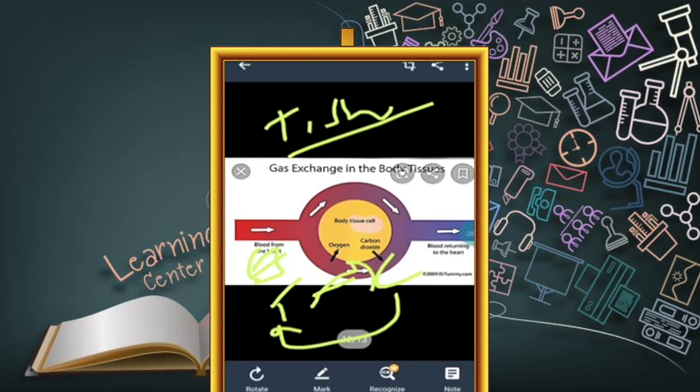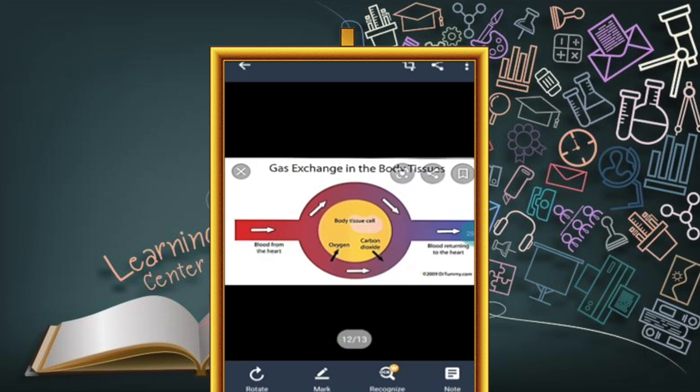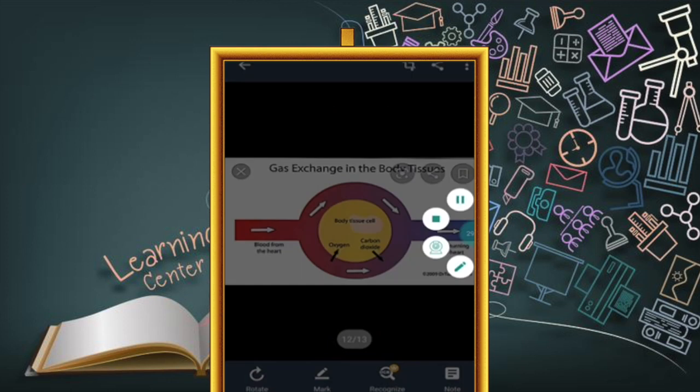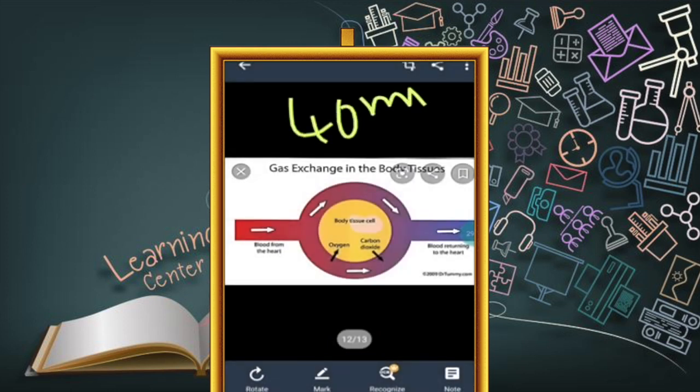So through the pulmonary veins, the oxygenated blood is sent to the heart, and then through the systemic arteries, the blood is sent to the body parts. Finally it reaches the tissues, a group of cells, which is called a tissue. The partial pressure of oxygen in tissues is low, about 40 mmHg. So at the tissue level, what is the partial pressure of oxygen? Only 40 mmHg.